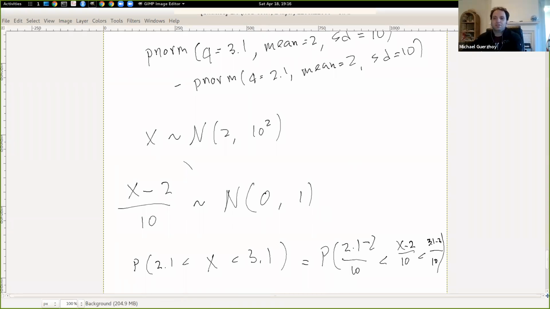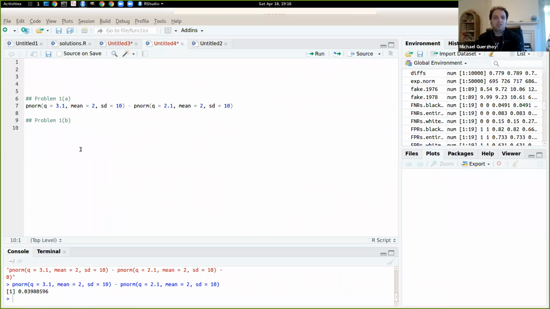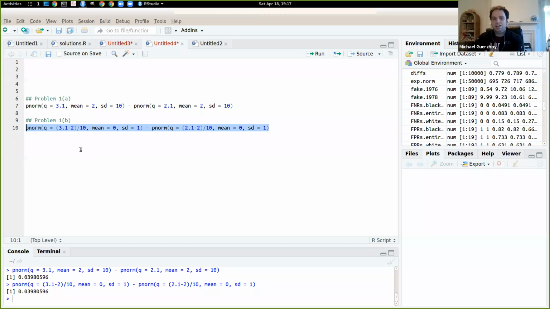So that means pnorm, where q is 3.1 minus 2 divided by 10, mean is 0, SD is 1, minus this, and this is going to be 2.1 minus 2 divided by 10, mean is 0, SD is 1. And that's exactly the same thing.